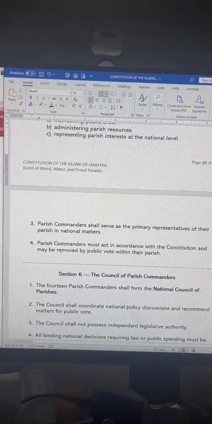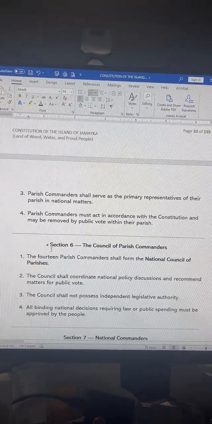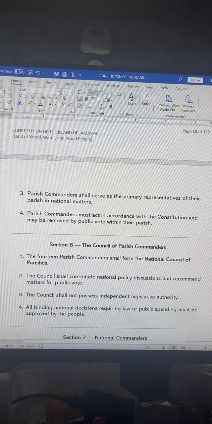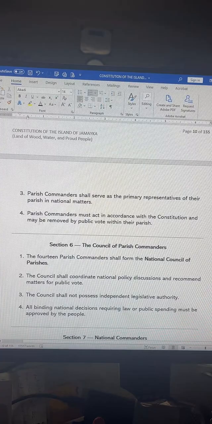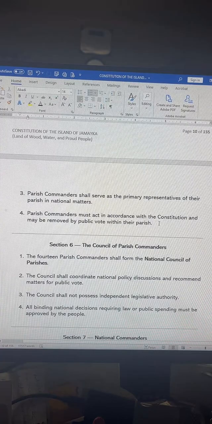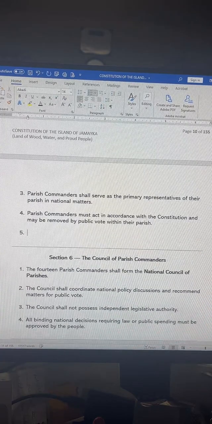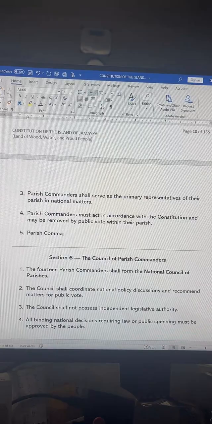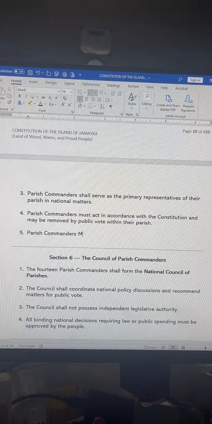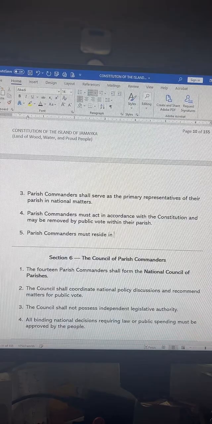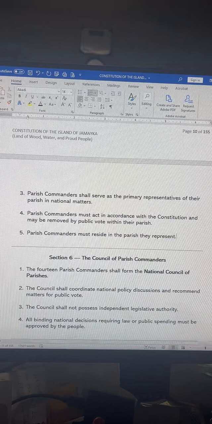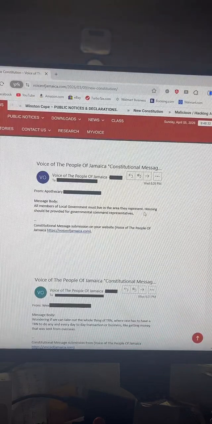Parish commanders shall serve as the primary representatives of their parish in national matters. Parish commanders must act in accordance with the Constitution and may be removed by public vote within their parish. Right? Let us specify it. Parish commanders must reside in the parish they represent. Right? So you can't live out of parish.